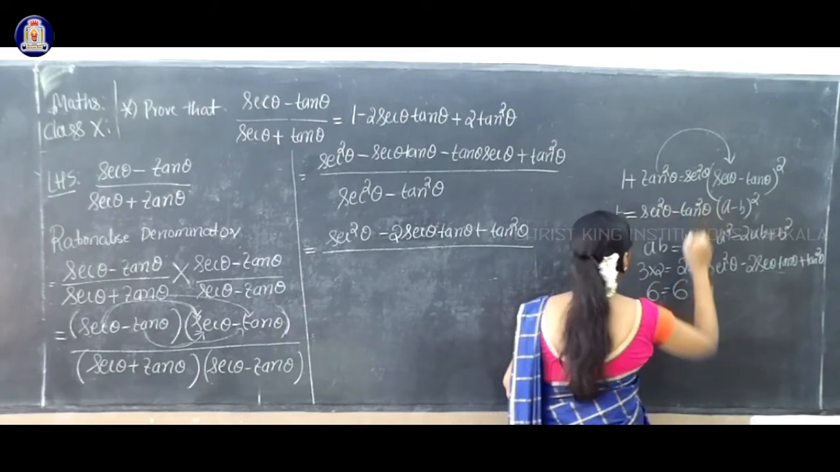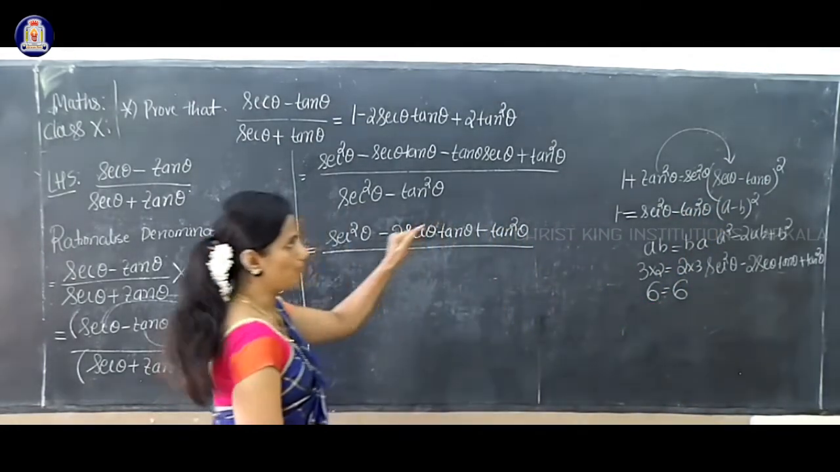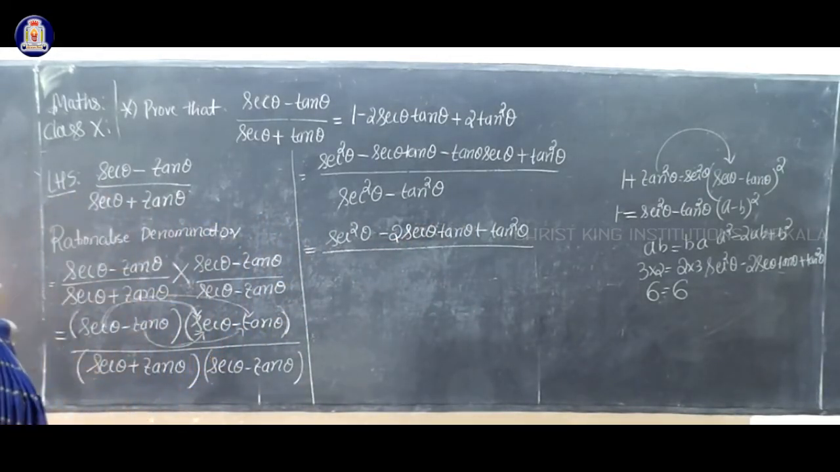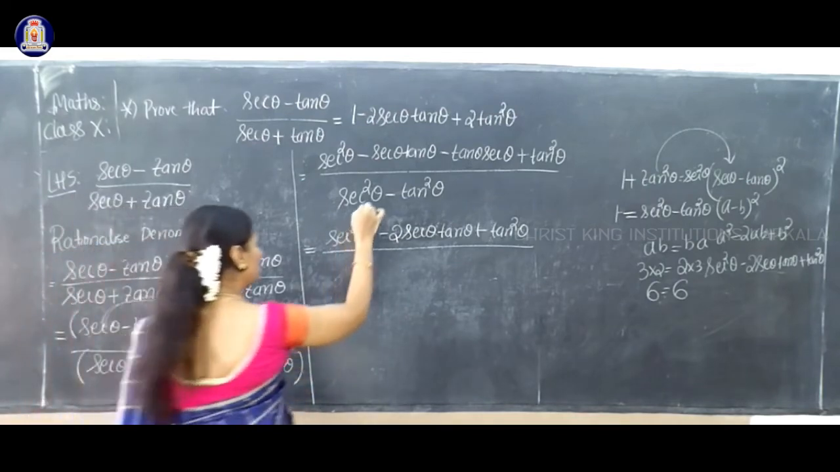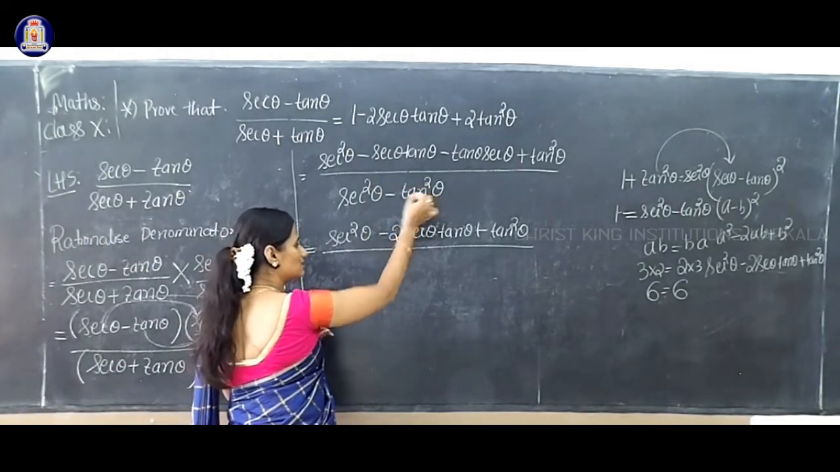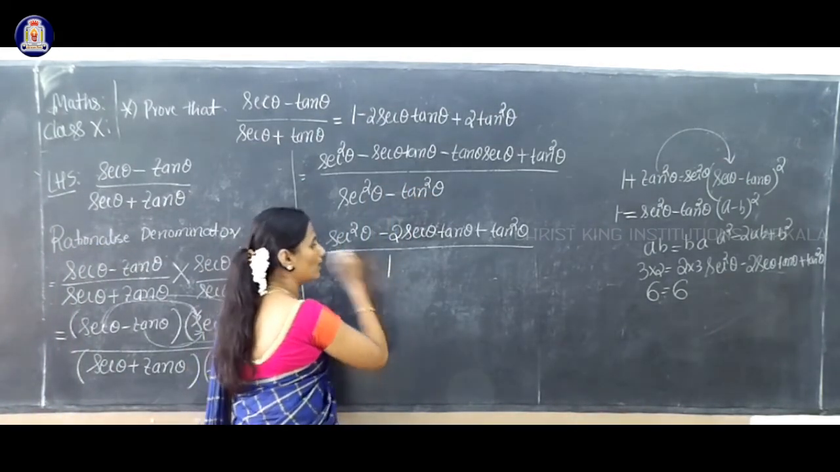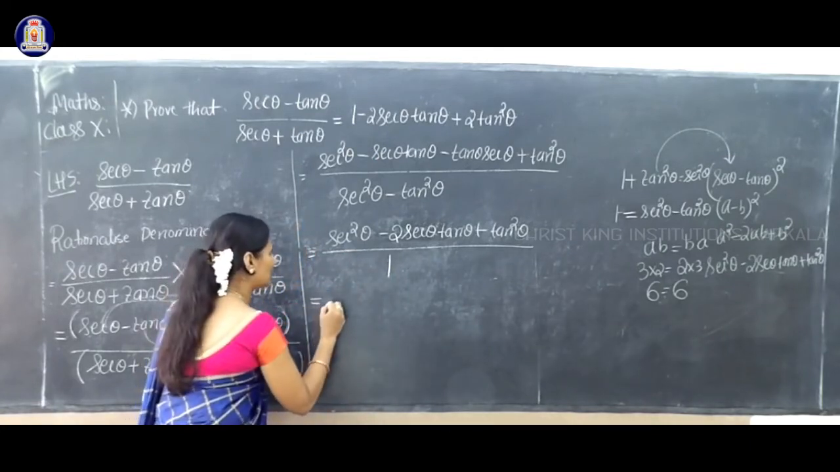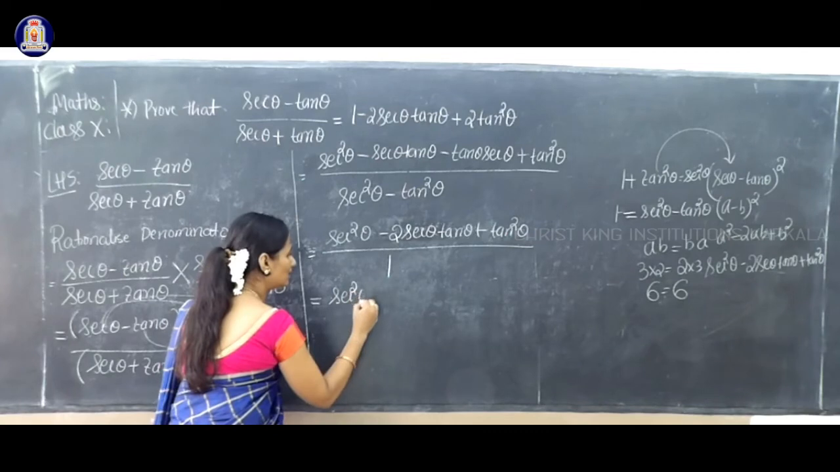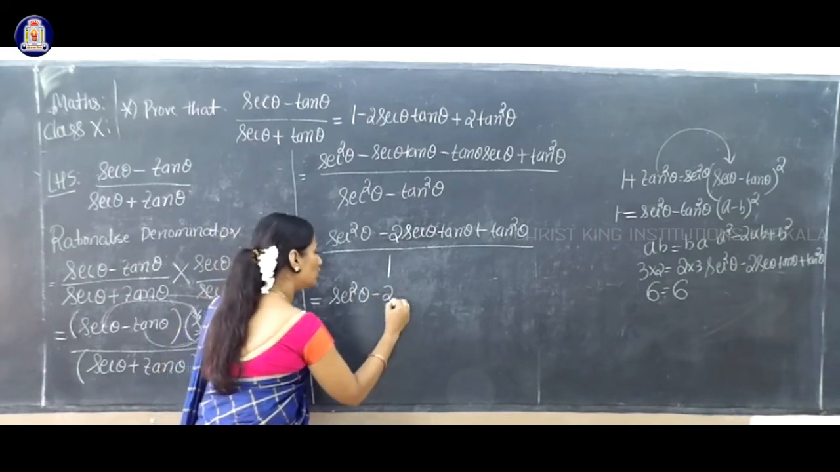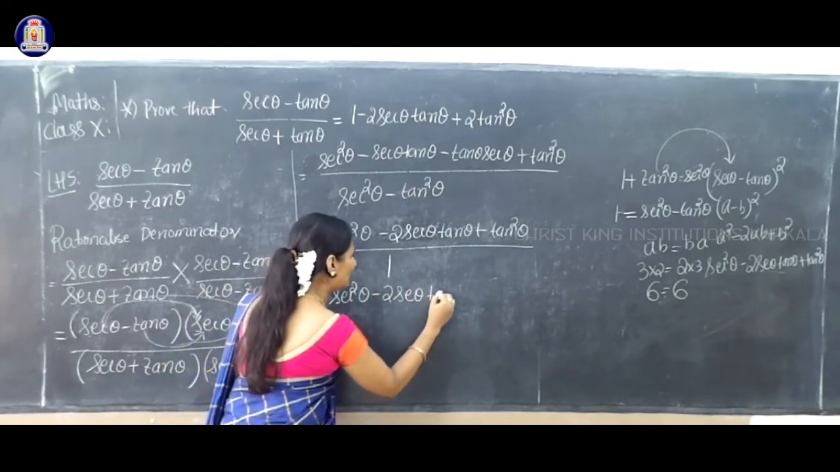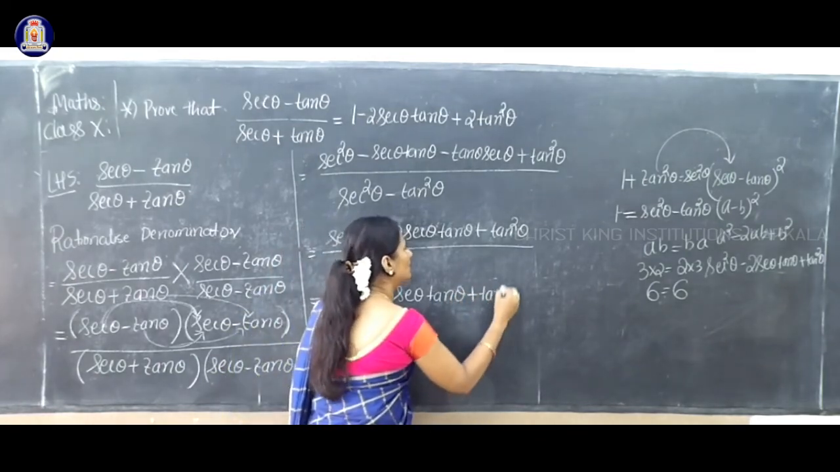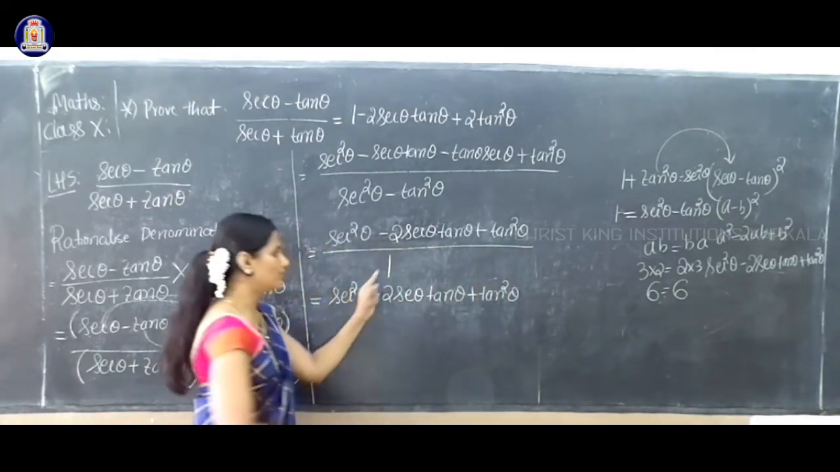So you got, right, from your formula list, that secant square theta minus tan square theta is given. Can I replace secant square theta minus tan square theta as equal to 1? Yes, we can replace. So now I will write this as secant square theta minus 2 secant theta tan theta plus tan square theta divided by 1.